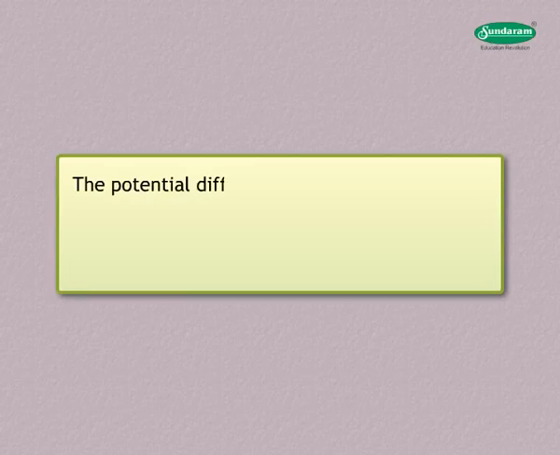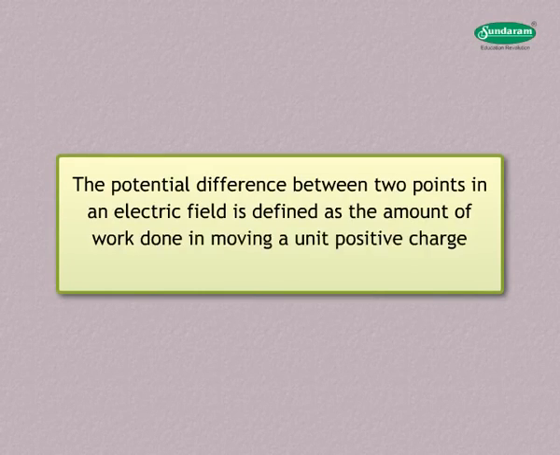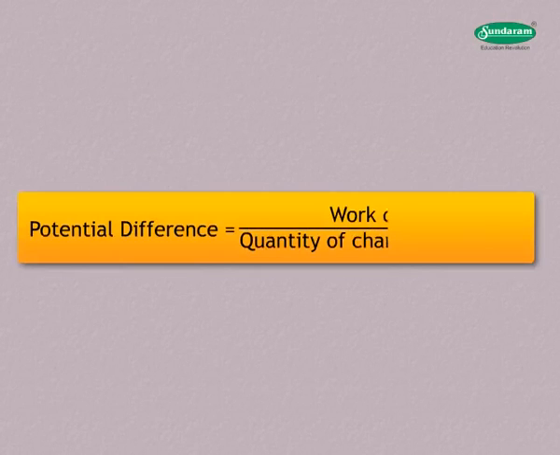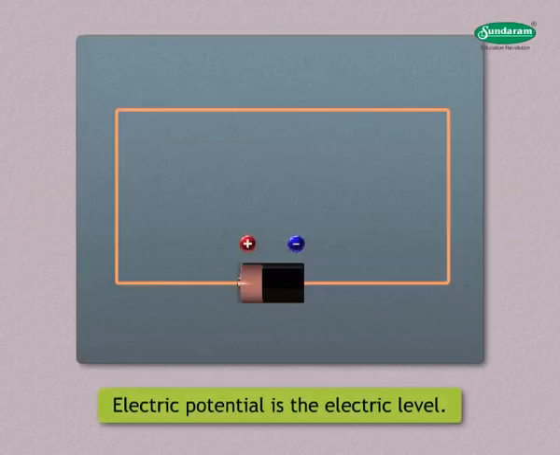The potential difference between 2 points in an electric field is defined as the amount of work done in moving a unit positive charge from one point to another point. Potential difference is equal to work done upon quantity of charge transferred. V is equal to W upon Q. Electric potential is the electric level. The current will flow if there is potential difference.